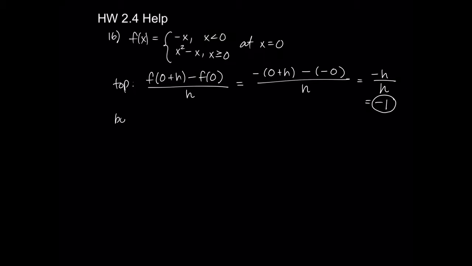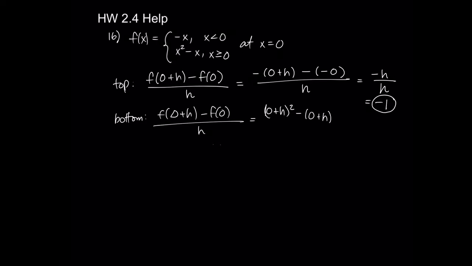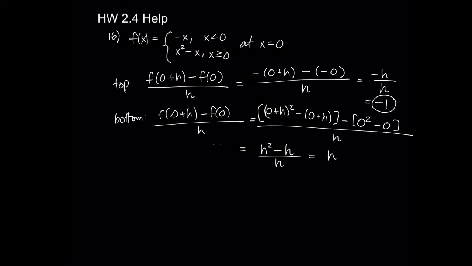Okay. Well, the second piece, the bottom piece, is x squared minus x. So we have to do that same thing, but with the bottom piece. So let's see. We have 0 plus h squared minus 0 plus h. And so this right here is f of 0 plus h minus f of 0, which is f of 0 squared minus 0, all over h. Now we're going to simplify this, and we get h squared minus h all over h, which reduces to h minus 1.